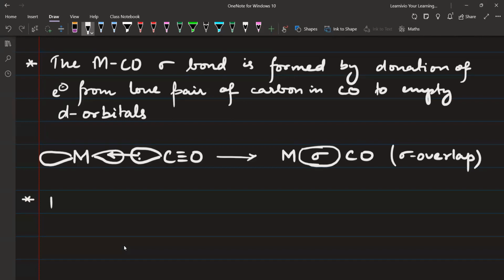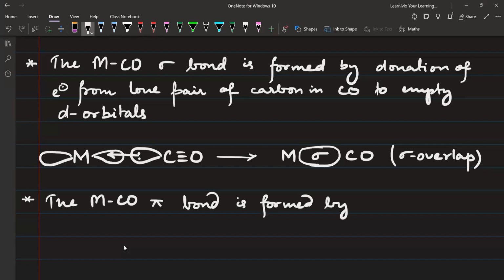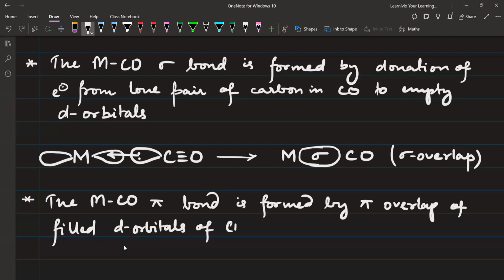The pi bond, the metal carbonyl pi bond, is formed by pi overlap of filled d orbitals of central metal atom and anti-bonding pi star of CO.